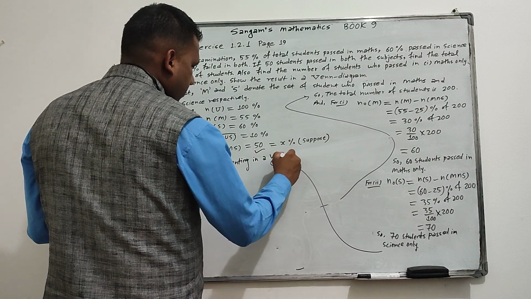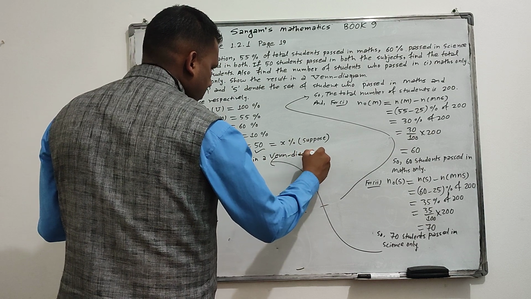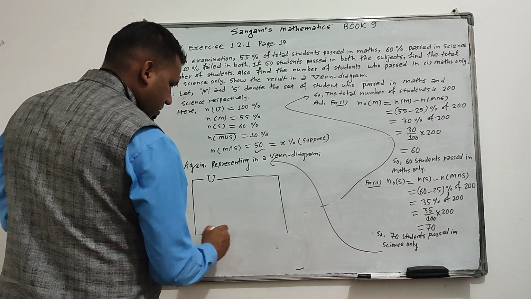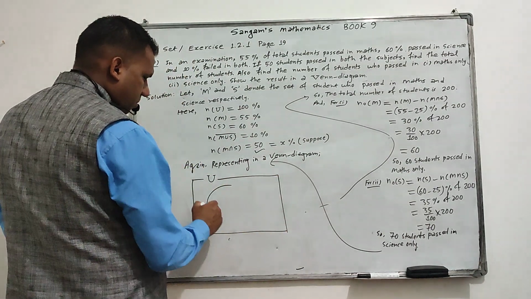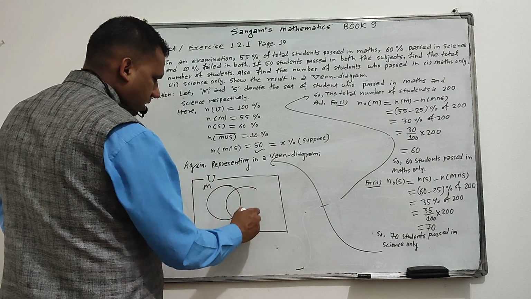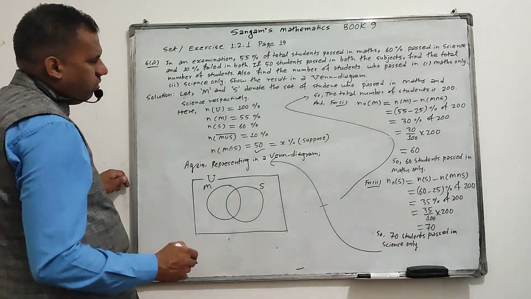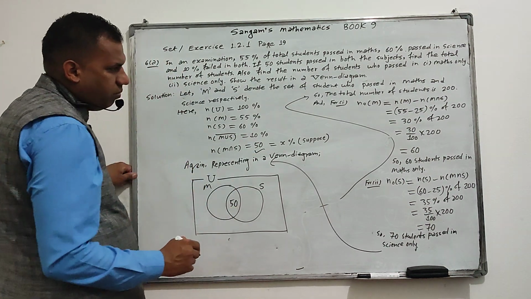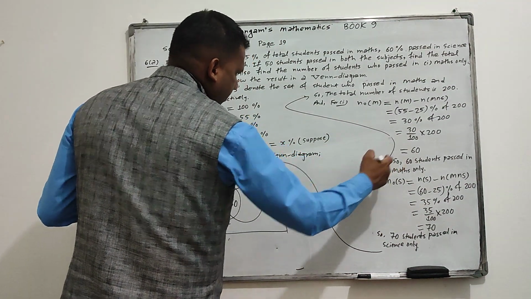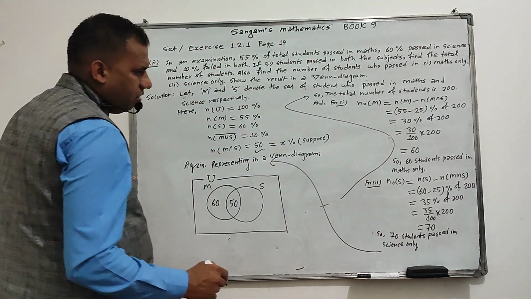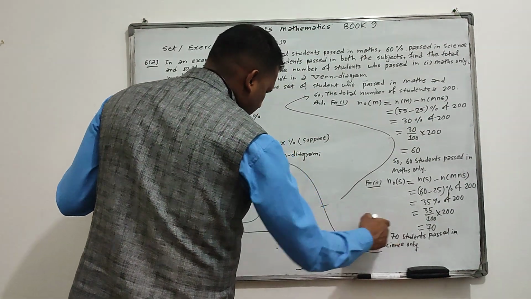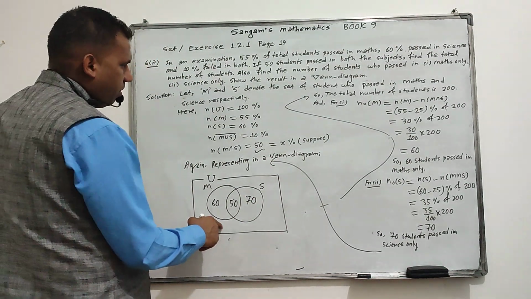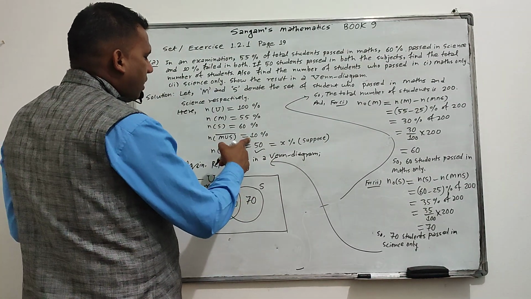Venn diagram. Then U, into subsets of U, are mathematics M and science S. We pass in both, that is 50. We pass in math only, that is 60. We pass in science only, that is 70. And we pass in both, that is 10%.